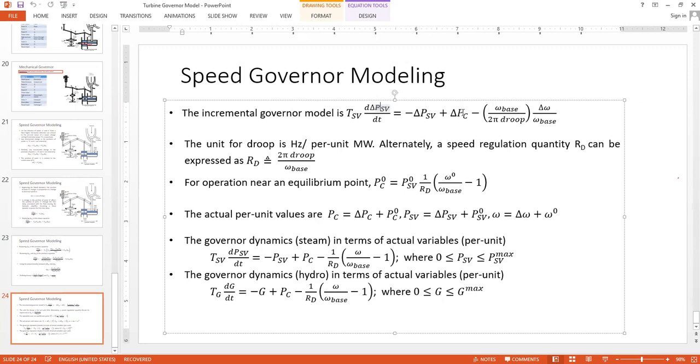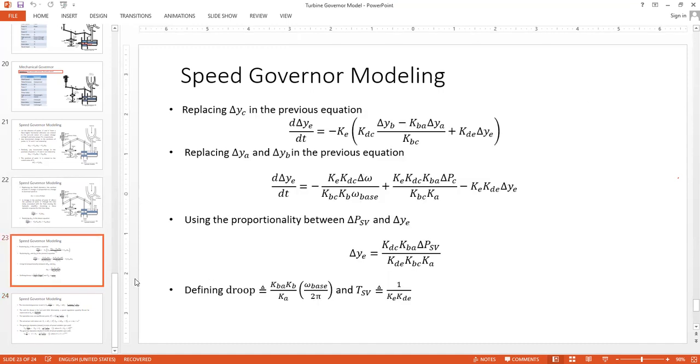This del PC is the command power, or power commanded with the help of the movement of point A. And omega base is the base angular speed, that is 2 pi f. And this term droop is nothing but the droop we defined here.